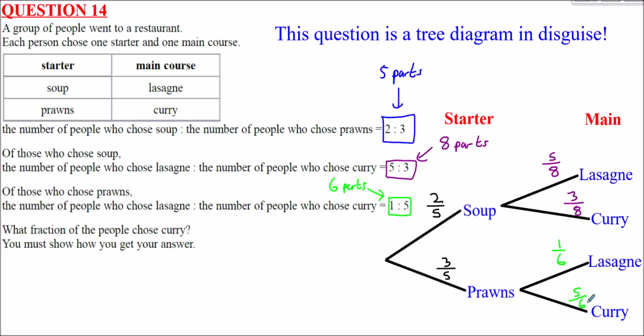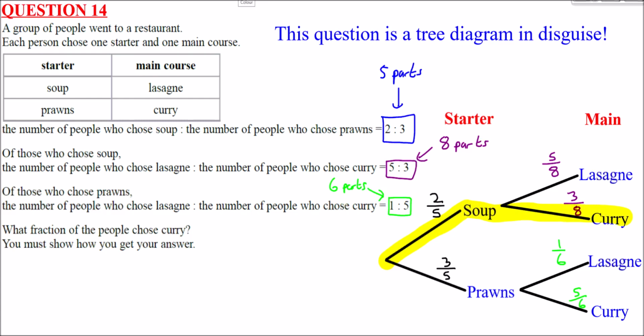We can now begin to actually answer the question which we need to. So what fraction of the people choose curry? Well, there's 2 ways they could choose curry. One thing is, the person could choose soup first, so go along this branch, then after soup, they then choose curry. So they can choose soup and then choose curry.